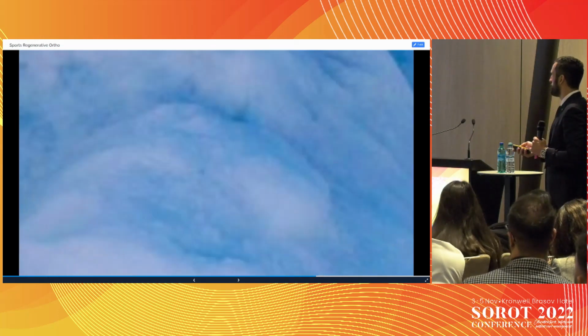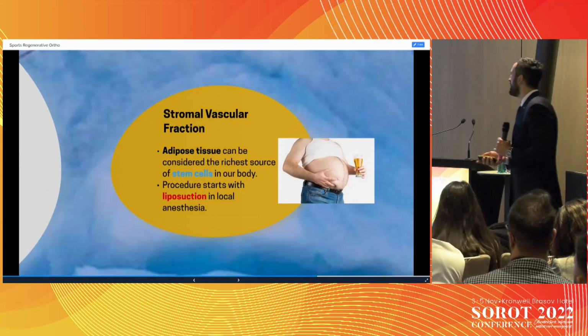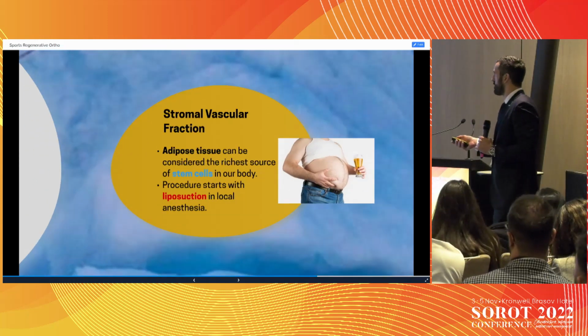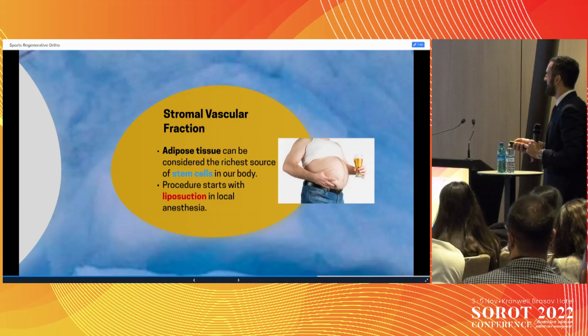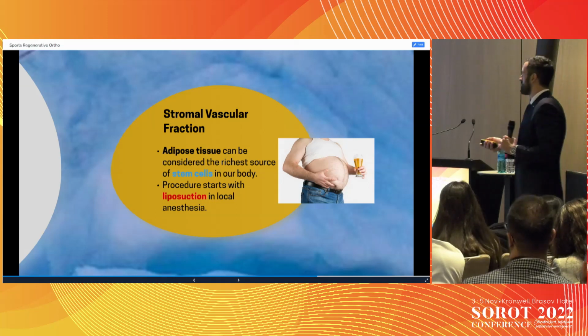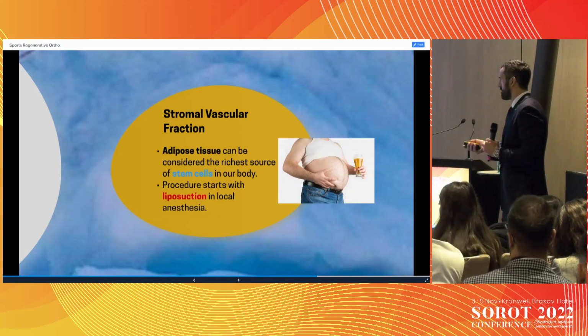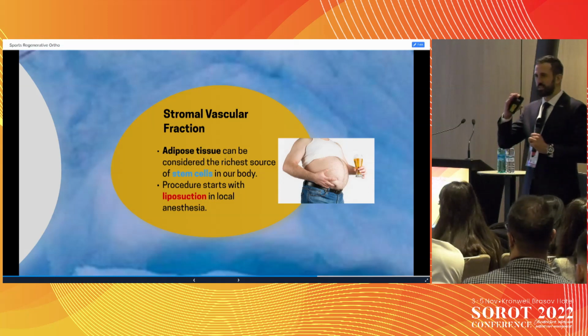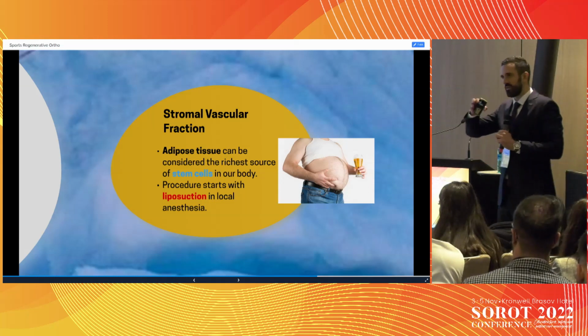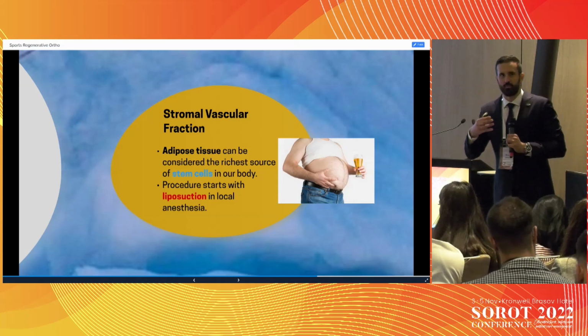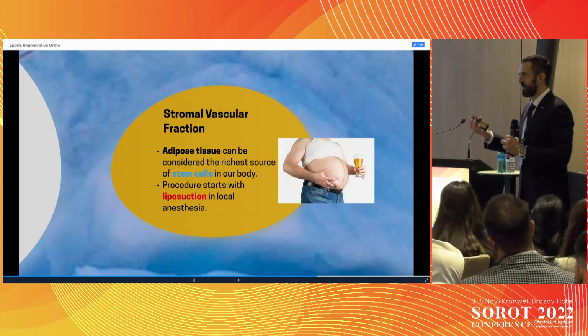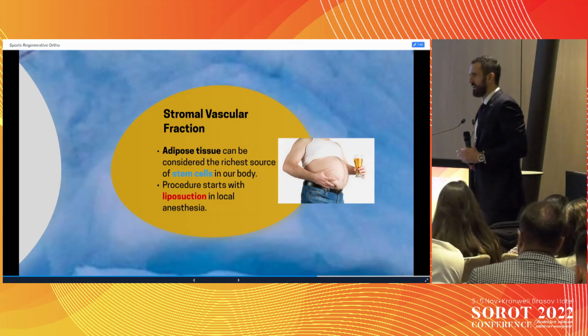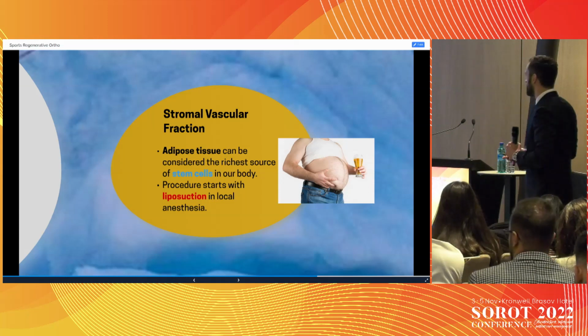Okay, we already spoke about this. So once again, stromal vascular fraction: adipose tissue can be considered the richest source of stem cells in our body. Of course, these cells cover all the blood vessels in our body, but we won't take part of our heart or brain to extract stem cells. Everybody likes to get rid of the fat tissue.